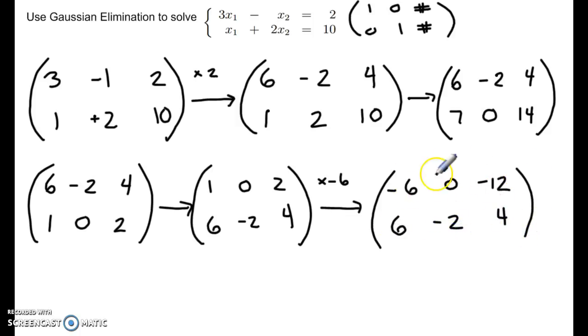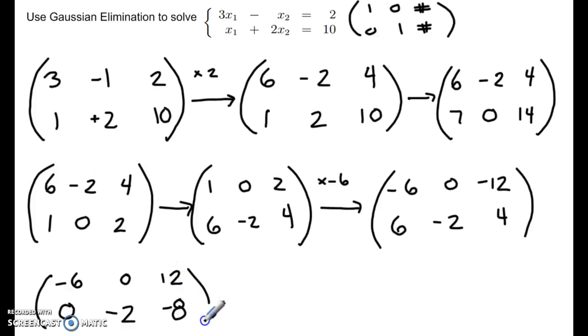Okay, now I'm going to add this top one to the bottom one. So the top one stays the same, 1, 0, 2. The bottom one, negative 6 plus 6 is 0. 0 plus negative 2 is negative 2. Negative 12 plus 4 is negative 8. All right, this is good because now I have zeros where I want them, and I can just divide the top and the bottom.